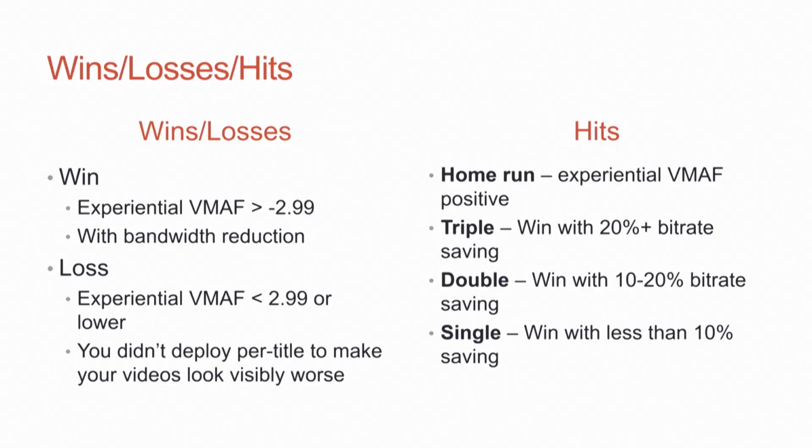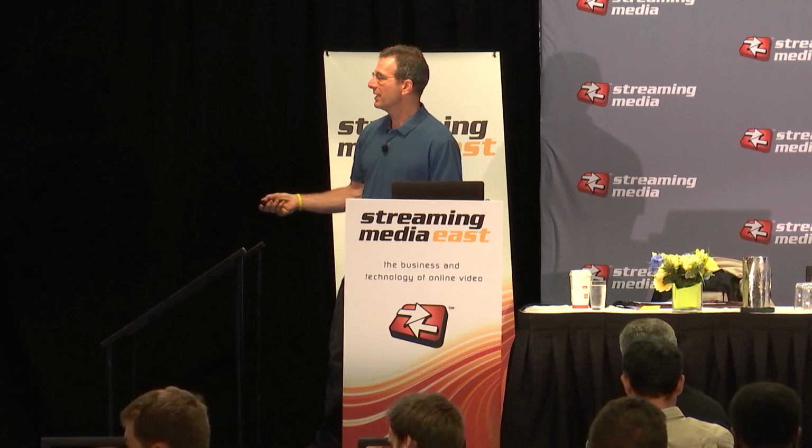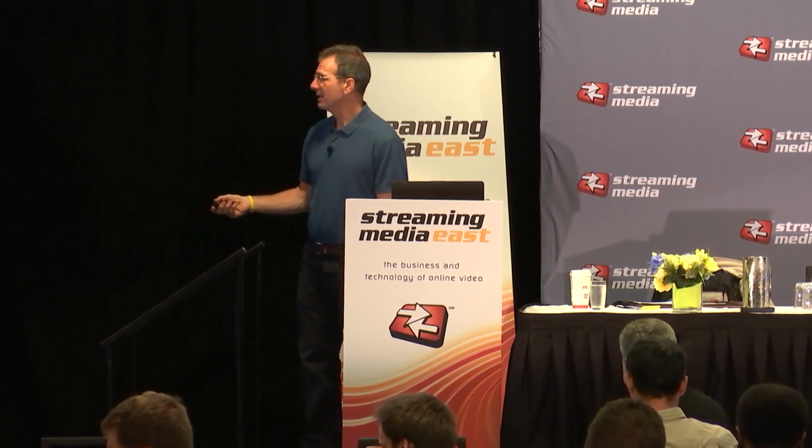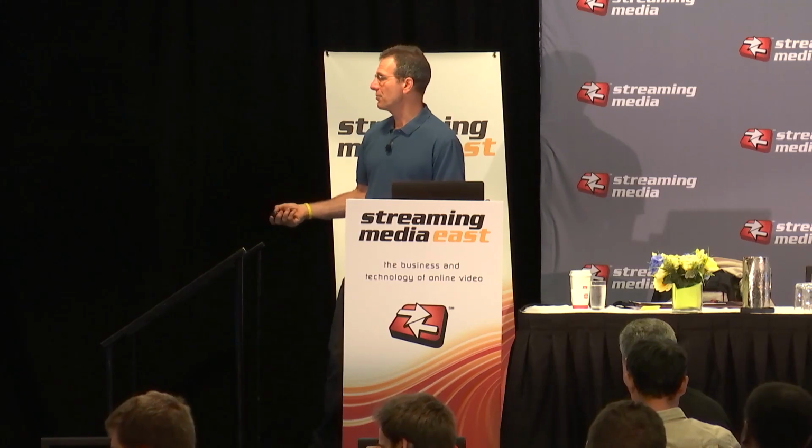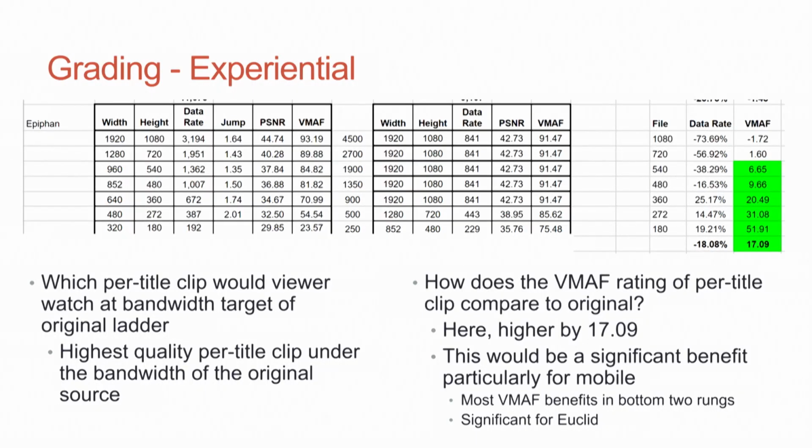It was a loss if VMAF score went down by 2.99 or greater, or 3 or greater, because you don't deploy per title to reduce the visual quality of your clips, right? I mean, that's easy. You could just cut the data rate. You employ a per title technology to intelligently choose the data rate for your clips. And if you're degrading the experience by greater than 3, I call that a loss. Home runs, if you improved the experiential VMAF and decreased the data rate. So in this case, we increased by 17.09. We decreased the data rate by 18%. I would call that a home run.